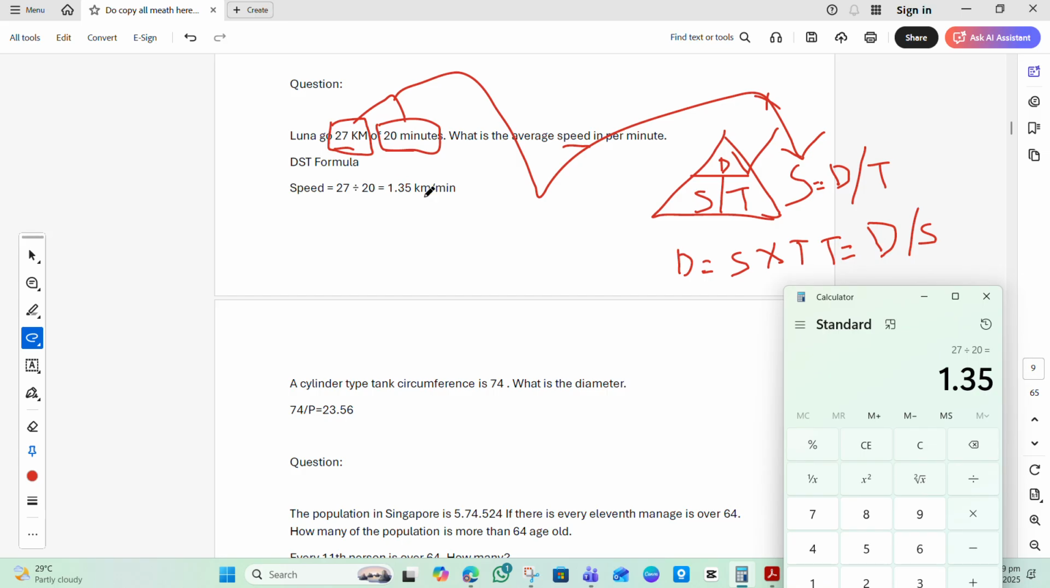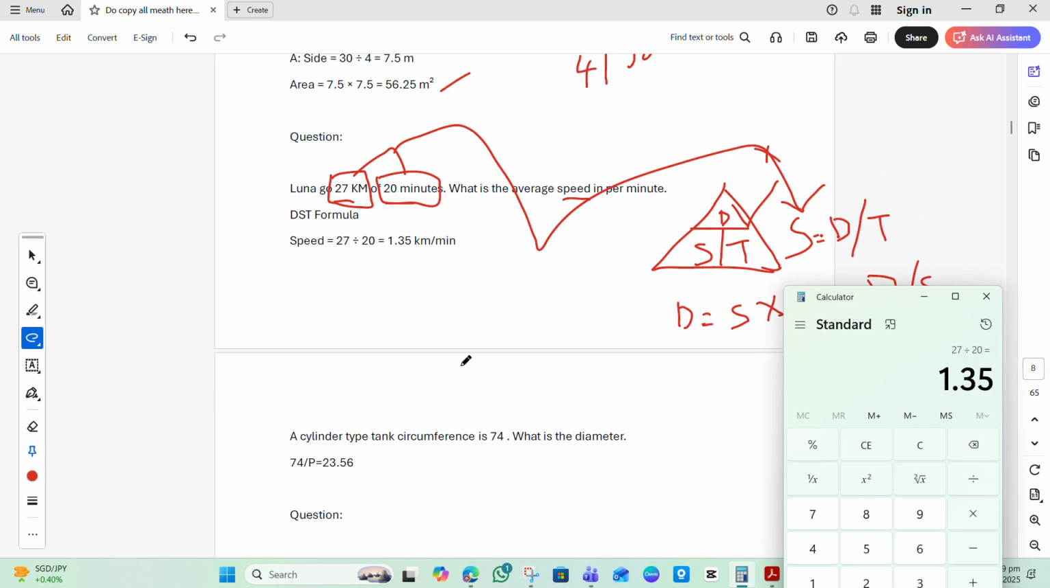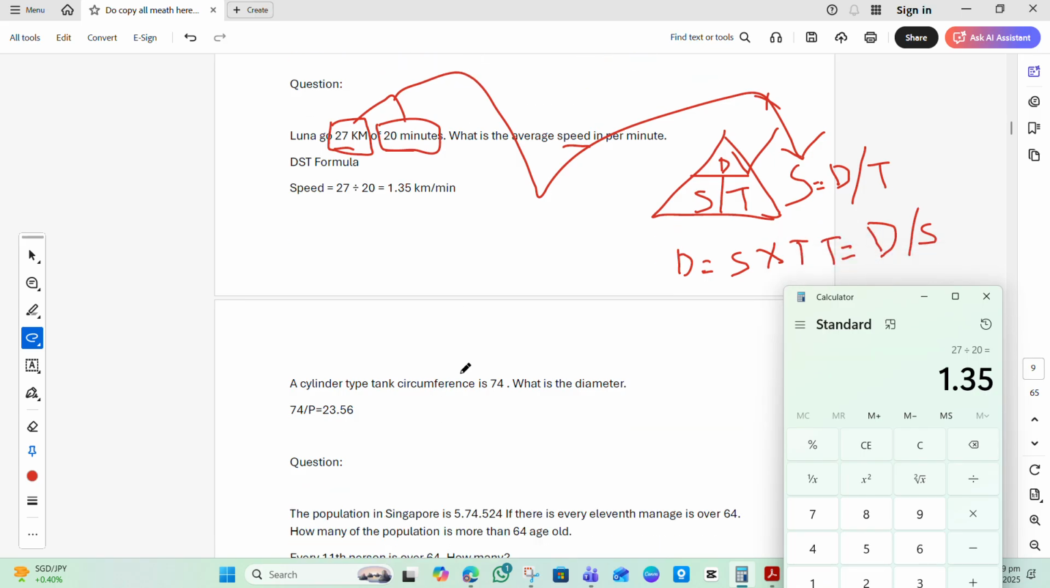But the problem is that the questions are tricky. The question can be asked in many different ways, so sometimes we have to work out what is actually being asked inside the question. Yes, bro. In these questions I faced, they ask for speed per hour, but they give 20 minutes. So you just have to follow this formula.